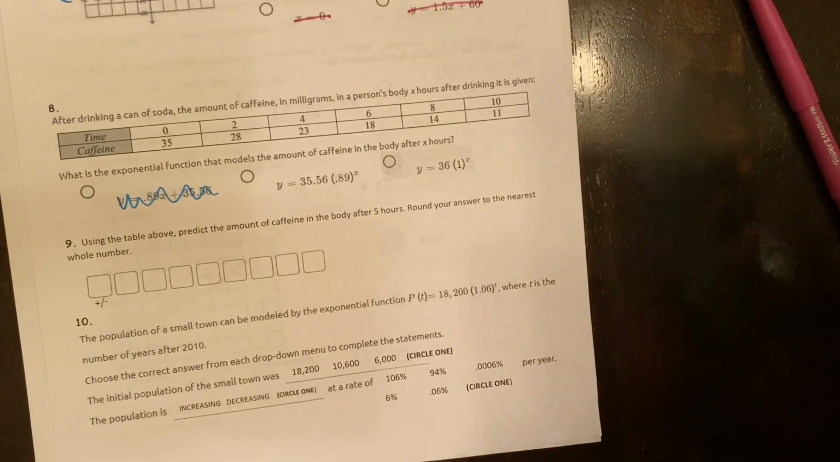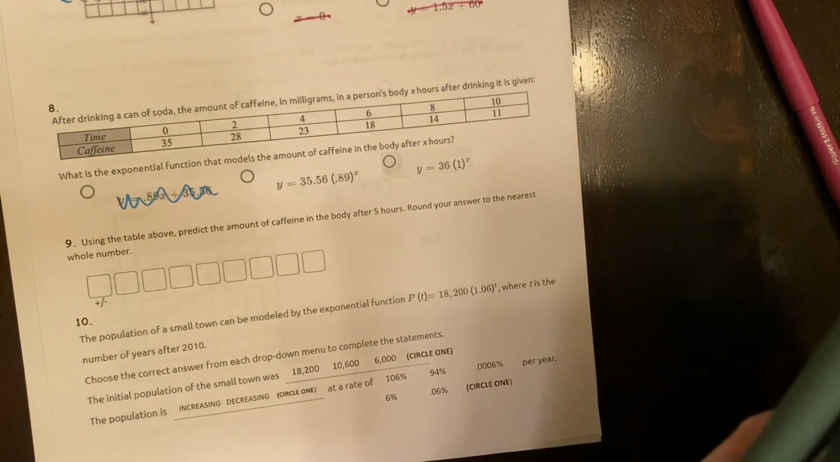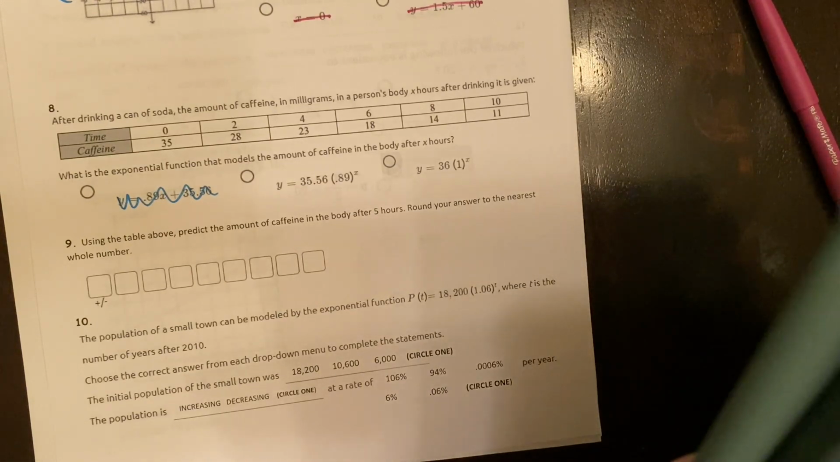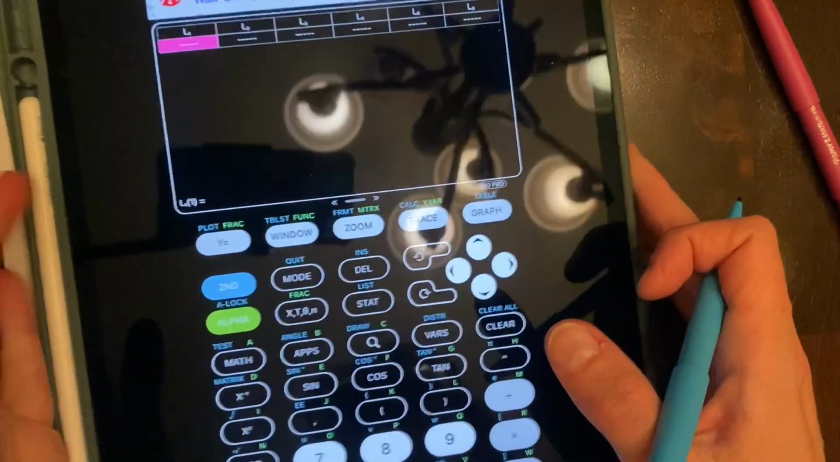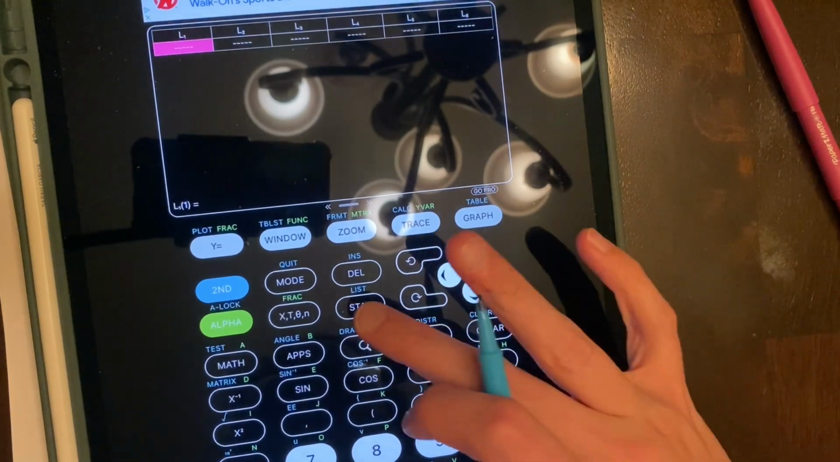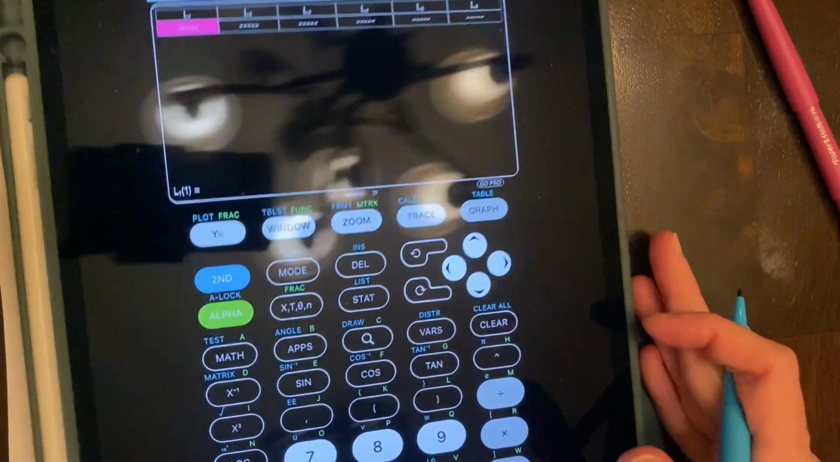This is where me telling you what to do a million times will get annoying, but okay. I'm going to go on my calculator. Here we go. All right, here we are. You hit stat edit, right? You have a blank thing.